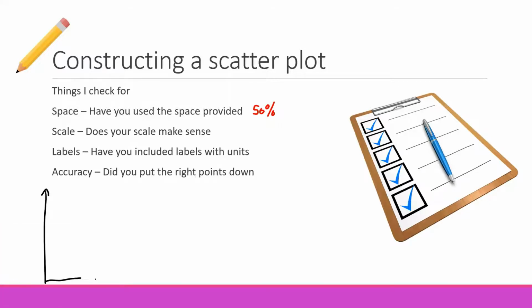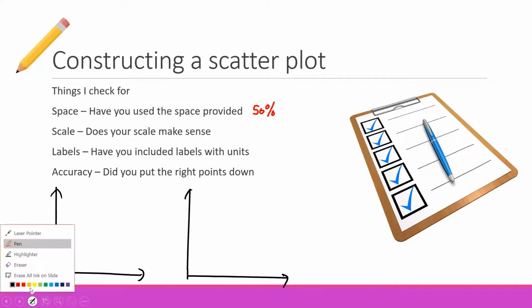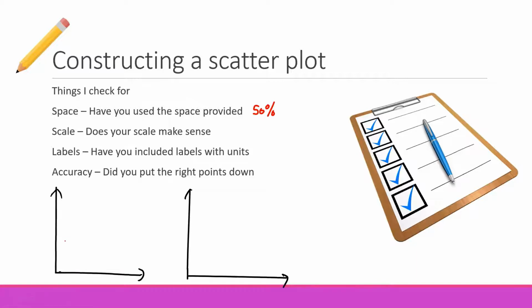Let's just say we've got a graph, we're making a scatter plot. Let's just say that we have to draw the scatter plot in the axes provided, which would be good. But what I have seen some students do is draw the graph in the axes provided, and it'll look like this.